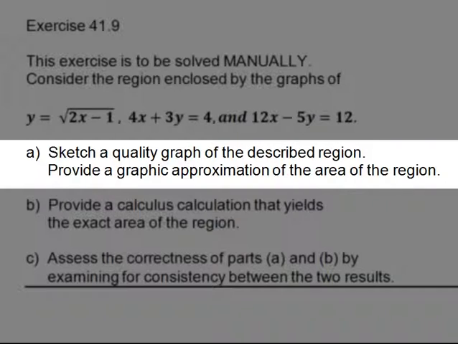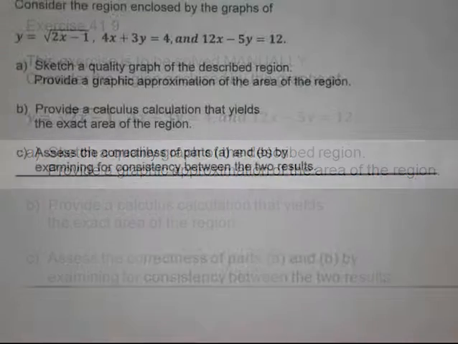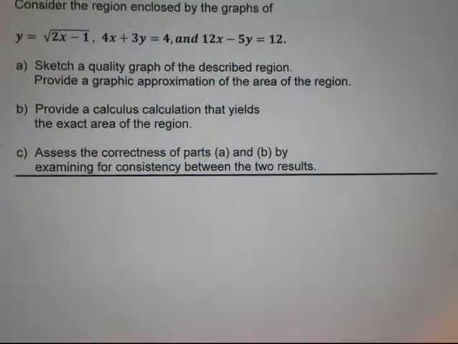Part A. Sketch a quality graph of the described region. Provide a graphic approximation of the area of the region. Okay, this region is enclosed by 3 graphs, so it's a bit complicated, and at first it's not even clear what kind of coordinate system to put in place. So a little thumbnail sketch, a little thinking graph, is required before we start the real graph.